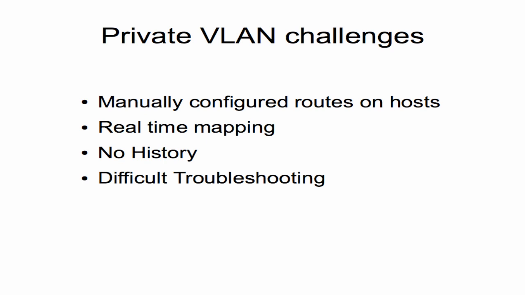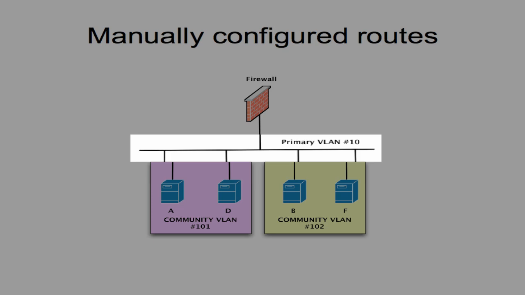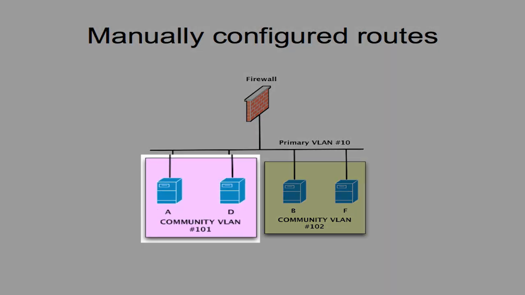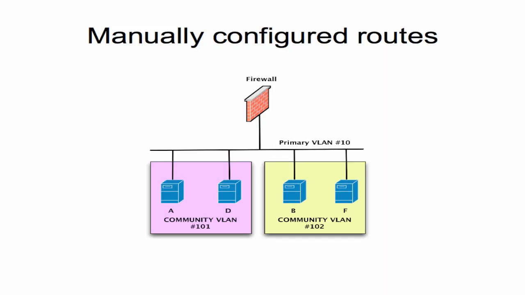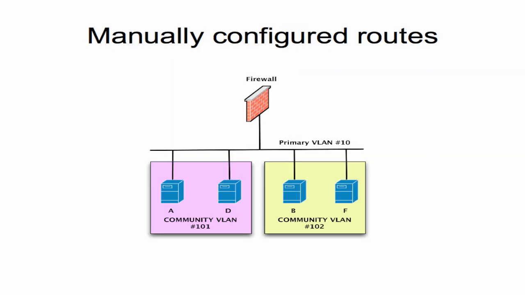Private VLANs provide many security and operational benefits, but they are not easy to implement and they are not easy to support. In this network, we can see primary VLAN number 10 with two community VLANs, 101 and 102. We can also see that a firewall is connected to the primary VLAN.